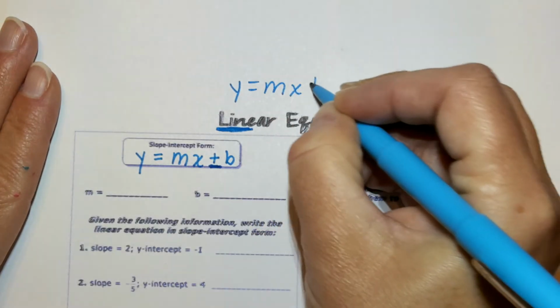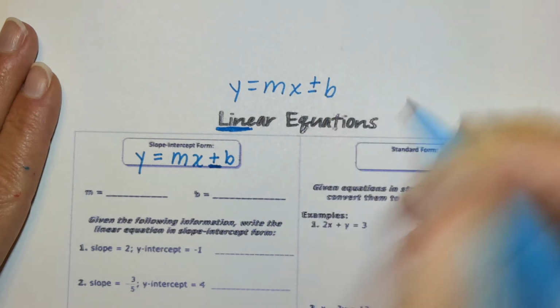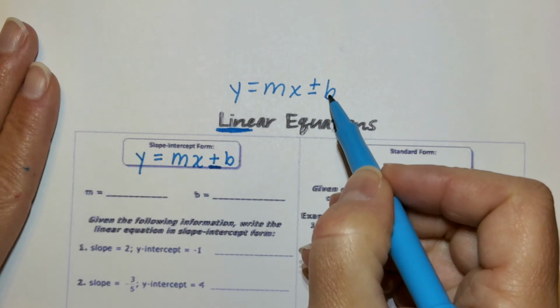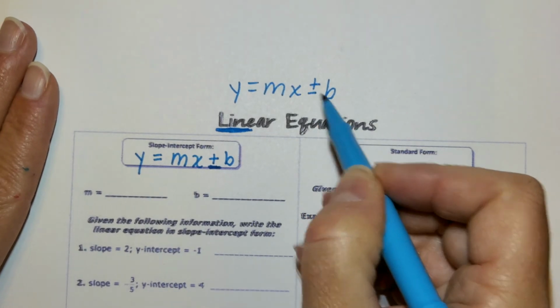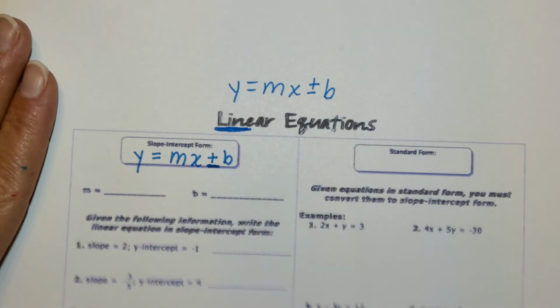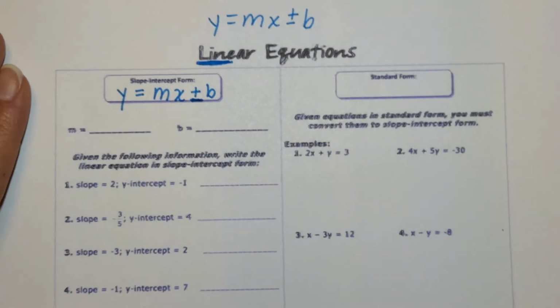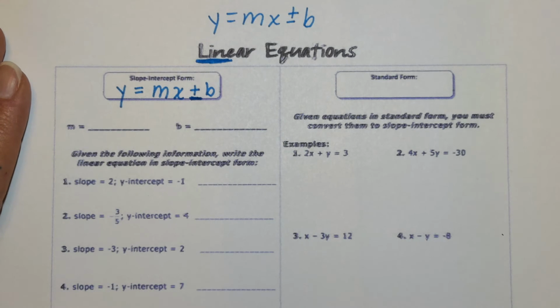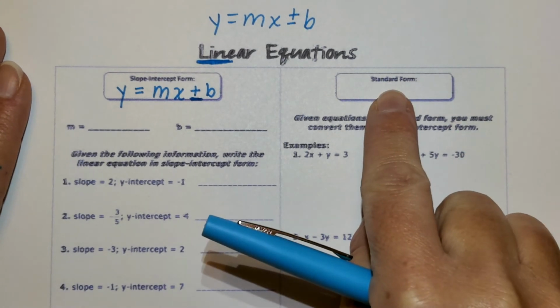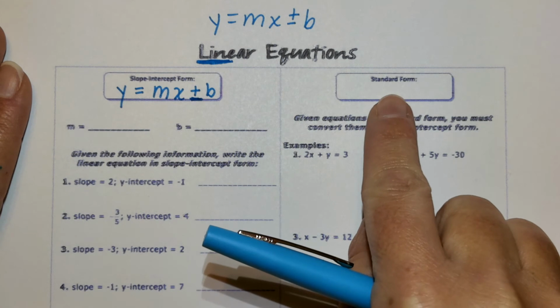Let me write that up here. This is how I would rather see it written, because sometimes it will be a plus b and sometimes it will be a minus b, and that plus or minus does make a difference for that b. So something to keep in mind as we're looking at these equations today.